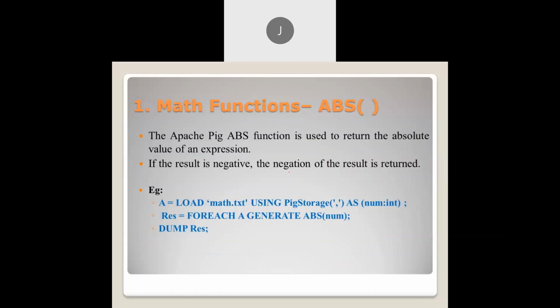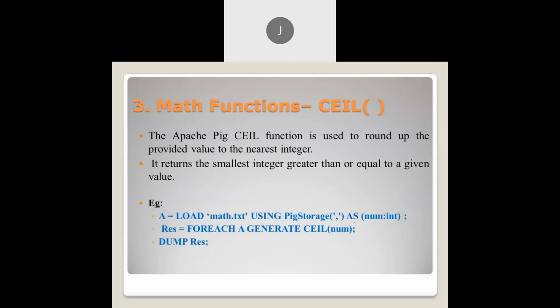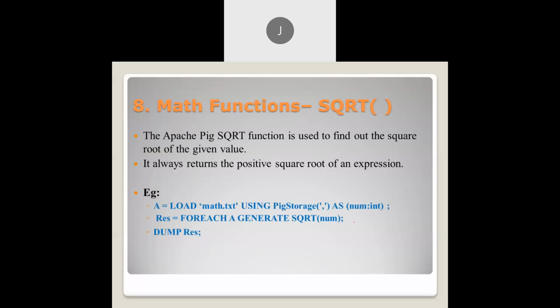The examples they have given: if you're going to find a number's absolute value, it will give the same. If you have a text file or some data set with numerical data, for each of those values you can generate the result likewise. Similarly for cube root, ceiling, floor, logarithmic, log10, square root and all, we will see examples. First, I'll show some demo in this.